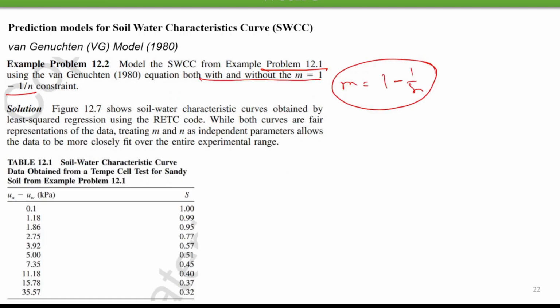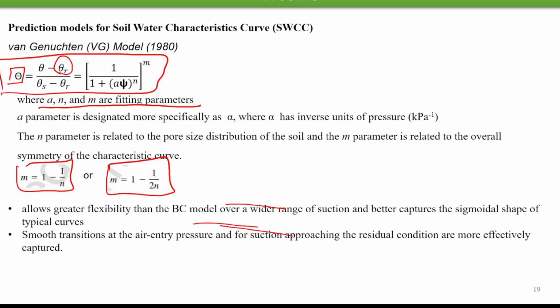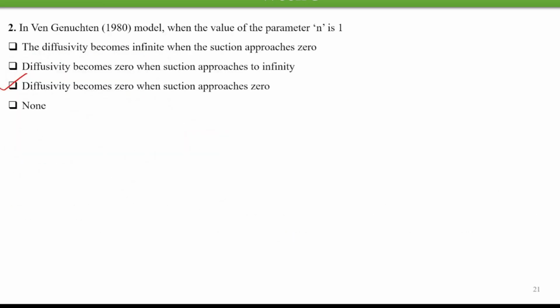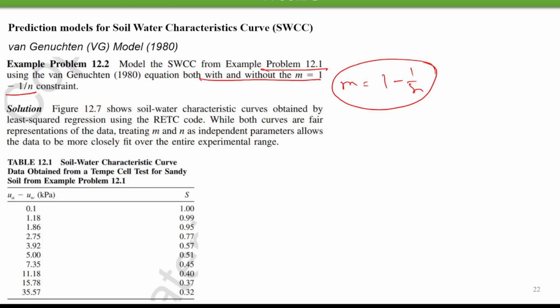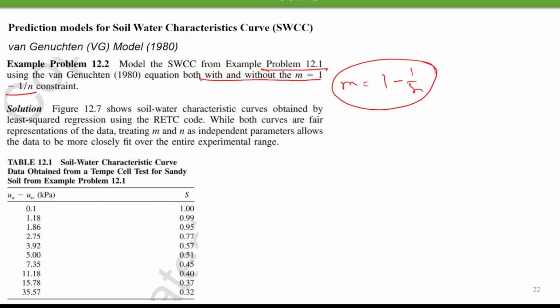Okay, so let's start with the two models we have discussed. The first one was the Brooks and Corey model for soil characteristic curve prediction modeling. Then we discussed the Van Genuchten model, that's in 1980, for the soil characteristic curve, and we have solved two problems with the help of a spreadsheet to better fit the model to the experimental data.